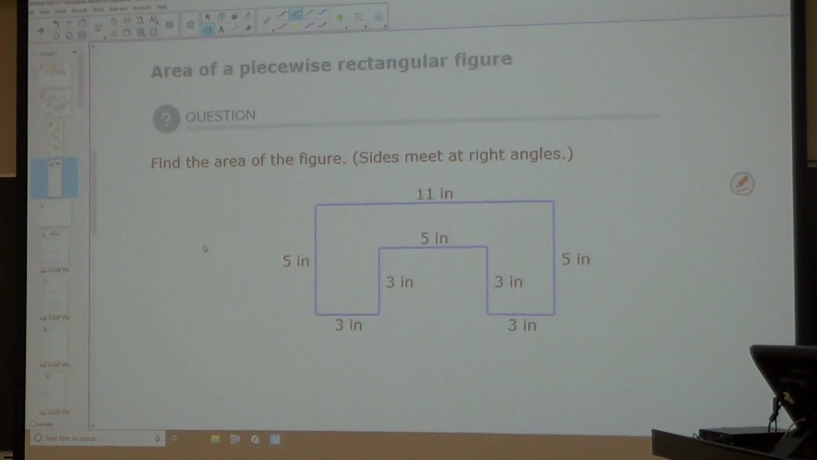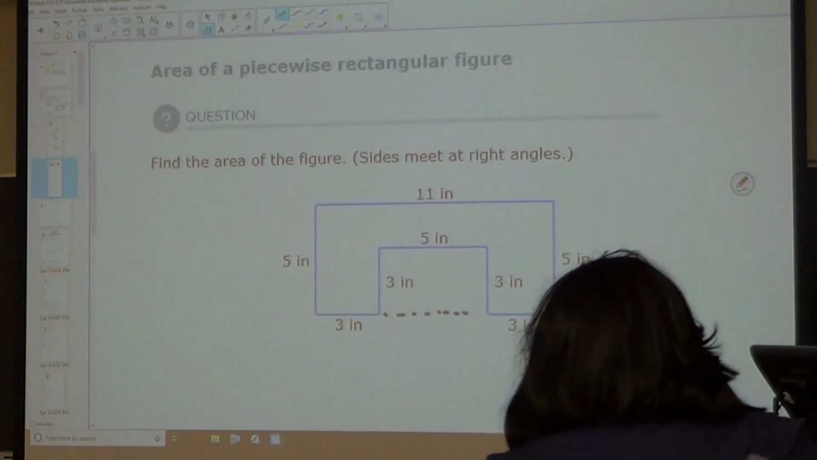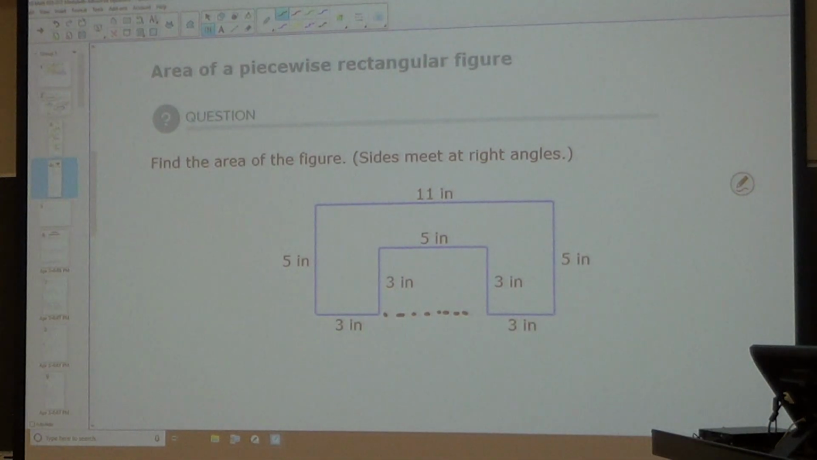Let me see if it, hold on a second, let me see if it's, never mind. I hate when that happens. It started working again.